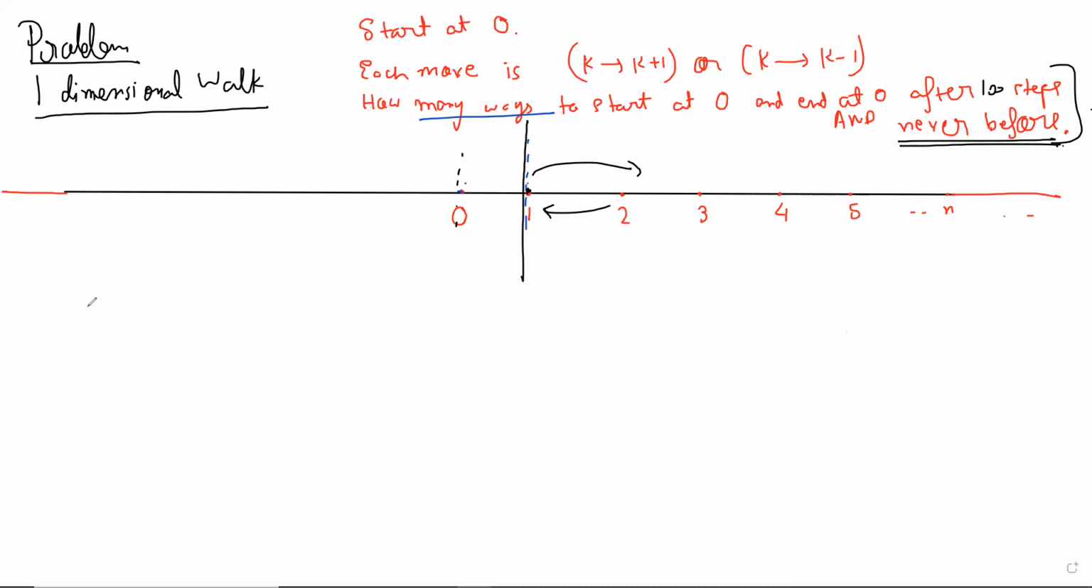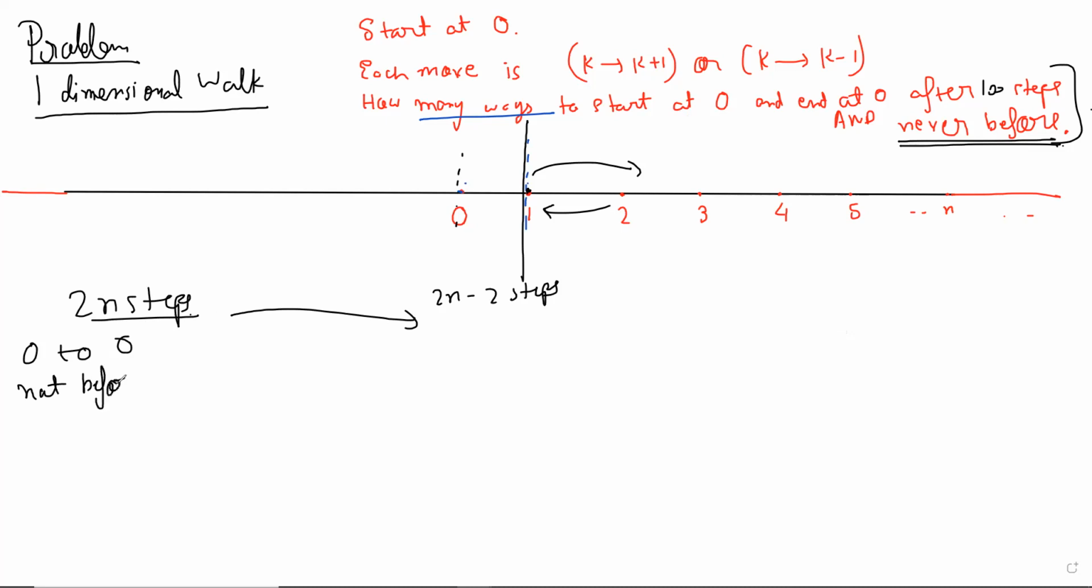Okay, let me say it. So you had 2n steps, right? Then what we did is we reduced it to 2n minus 2 steps, let's say. So you had 2n steps, and you have to go from 0 to 0, not hitting 0 before 2n steps. Then we removed the first and the last step, right? By removing the first and the last steps, we have 2n minus 2 steps, or 98 steps and so on.